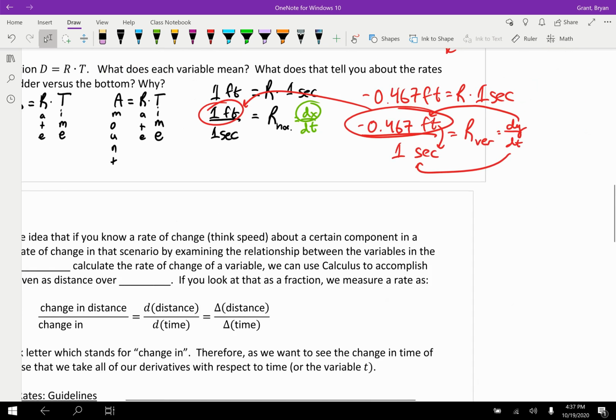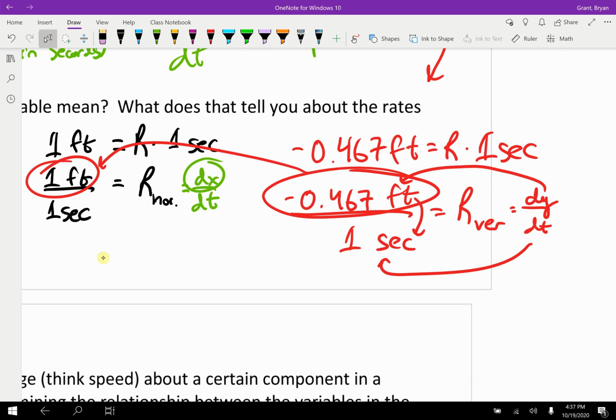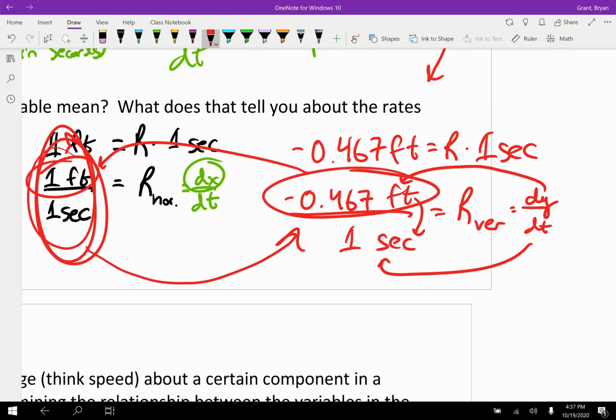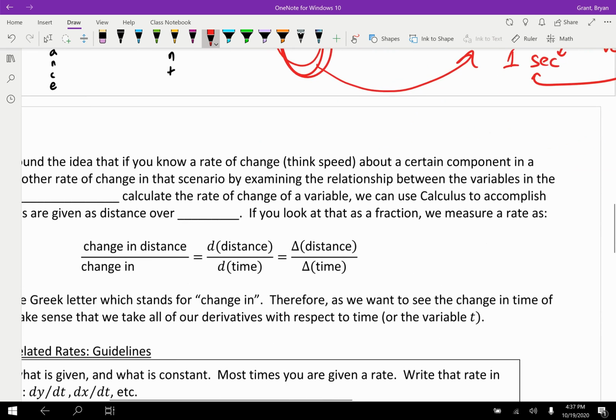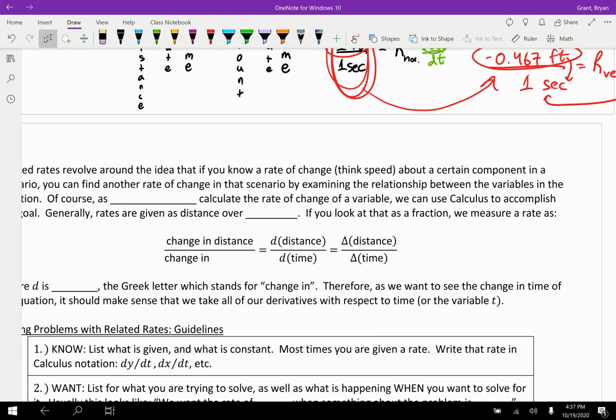Essentially what that's telling us is if we know this rate, we should be able to find this rate with one simple equation. There is an equation that relates these two rates together. So related rates is all about comparing multiple derivatives together with a single equation. Now, let's go ahead and put a couple things down in here.